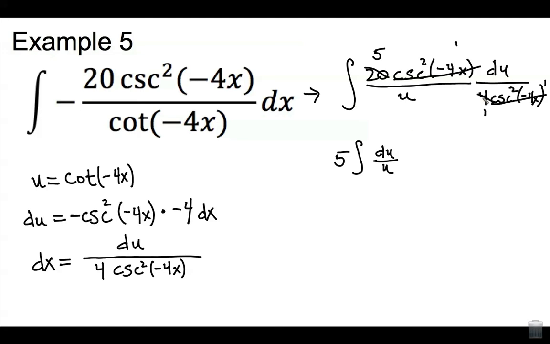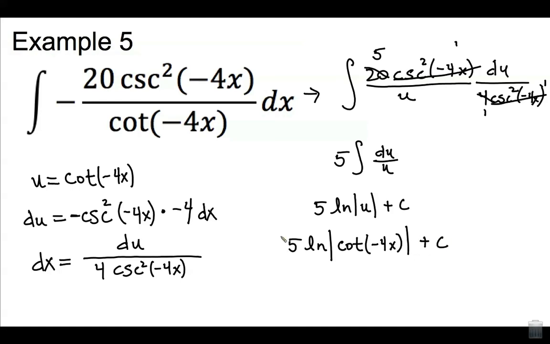Once everything's been simplified, this is now 5 times the natural log of the absolute value of u plus c. Then put everything back in terms of x. 5 times the natural log of the absolute value of the cotangent of negative 4x plus c. And that there is our final answer. Intimidating, but again, if you use substitution, it should be straightforward.